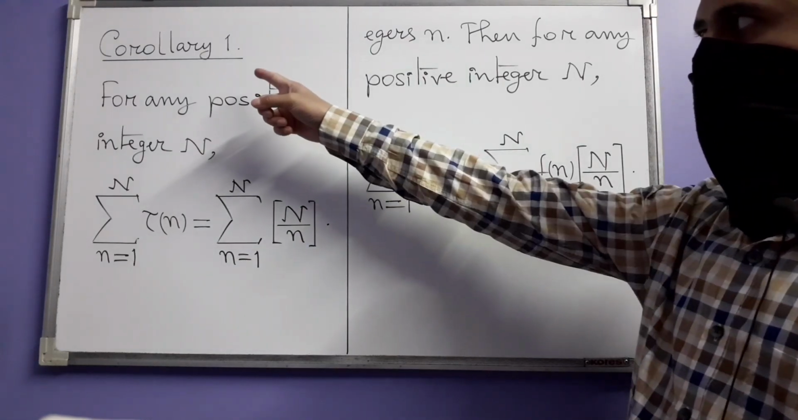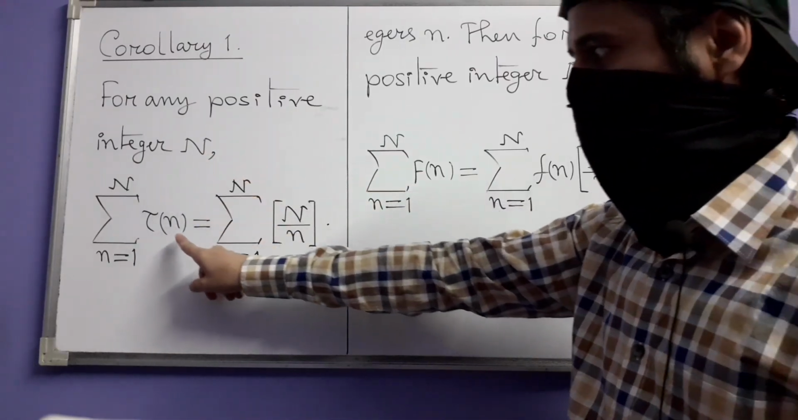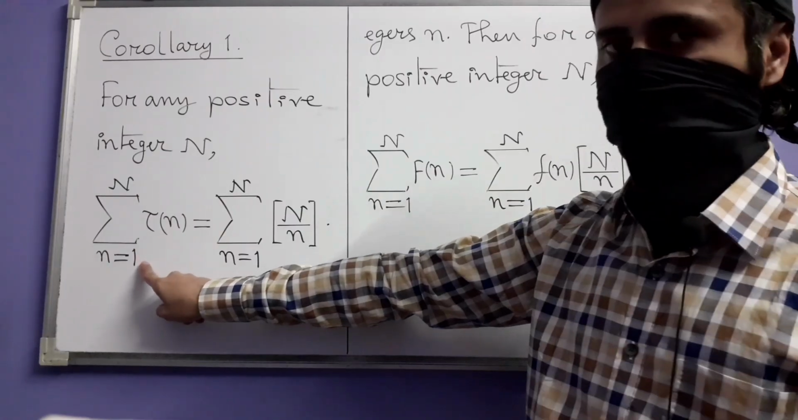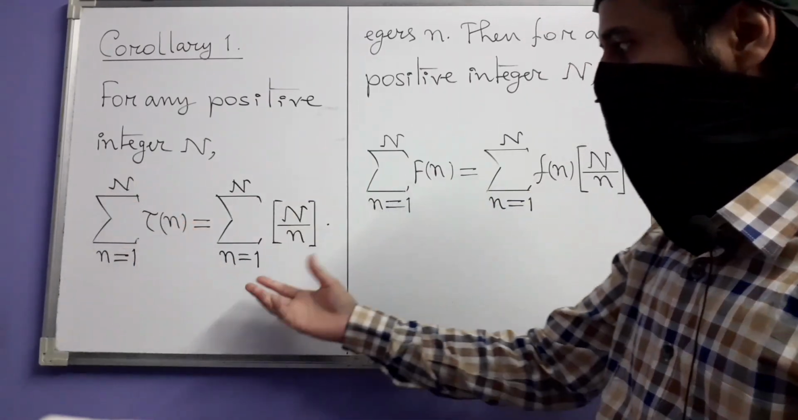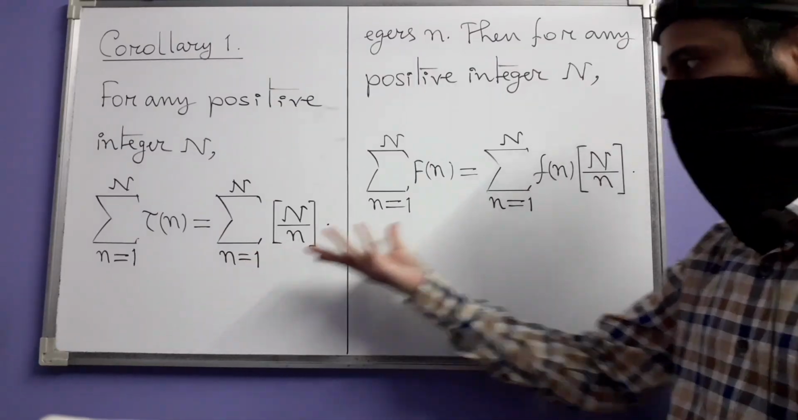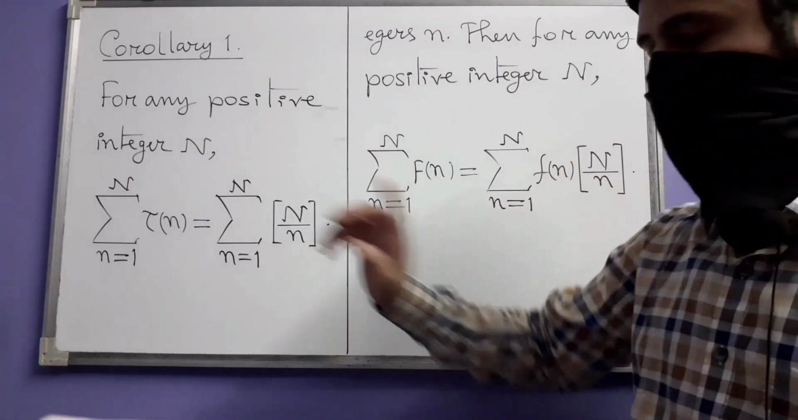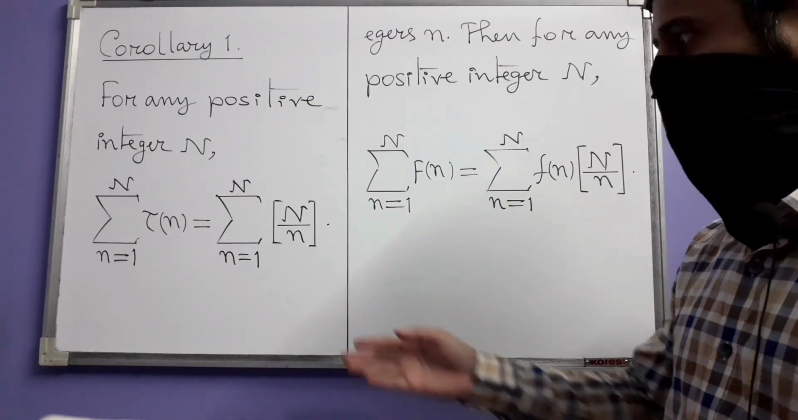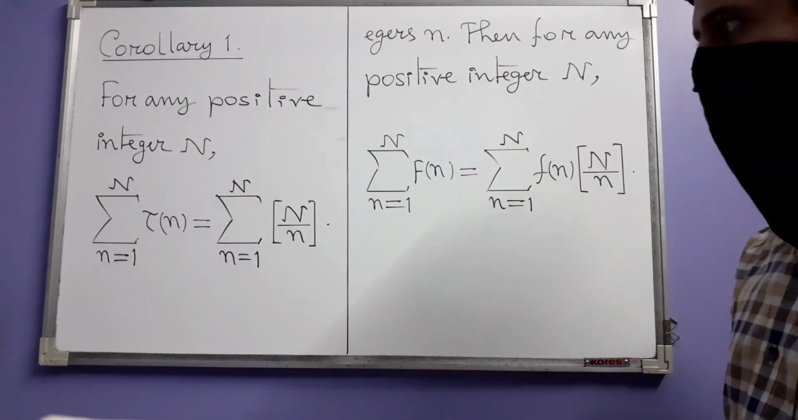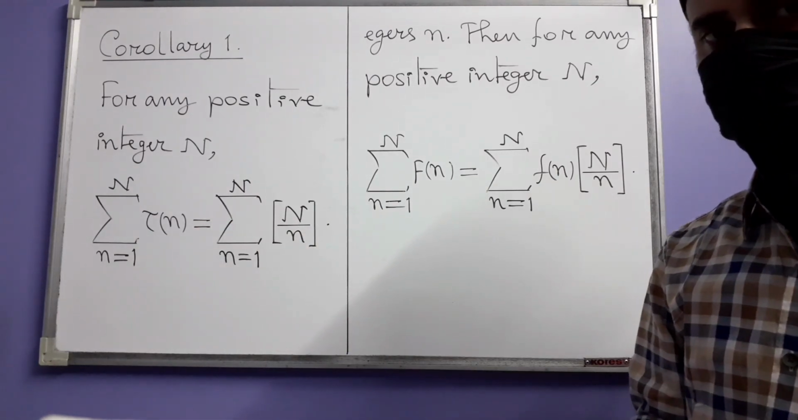And this is corollary 1. For any positive integer capital N, the sum of the tau values of all the positive integers starting at 1 and ending at capital N is this sum. You can see that this is just like the previous sum, except that instead of f of n, here we have 1. And it's a one-line proof of this corollary once you recall what the function tau of n is.